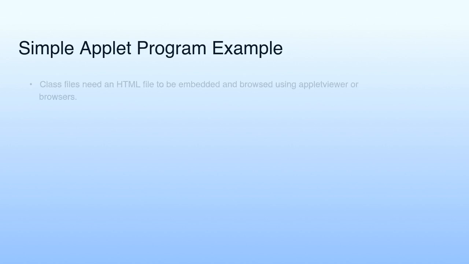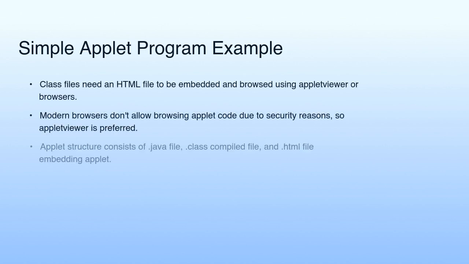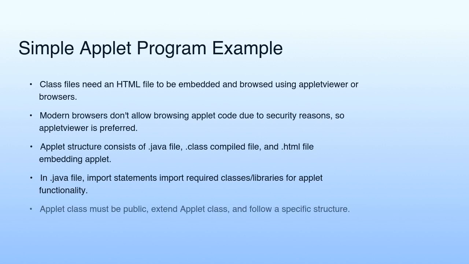To create an applet, we start by extending the applet class and importing the necessary packages, implementing methods like paint to build a graphical user interface (GUI) using Java's applet and AWT packages. An HTML file is required to embed and browse the applet's class files.